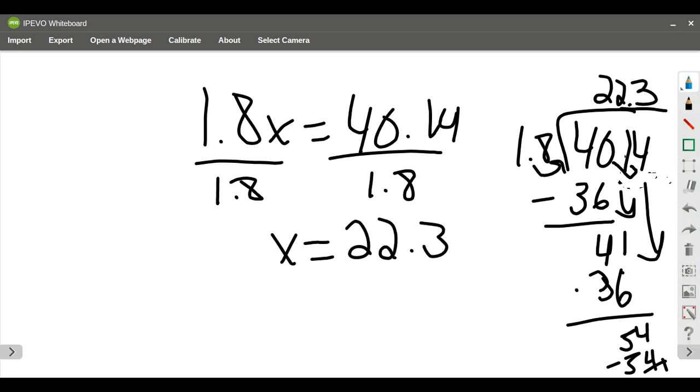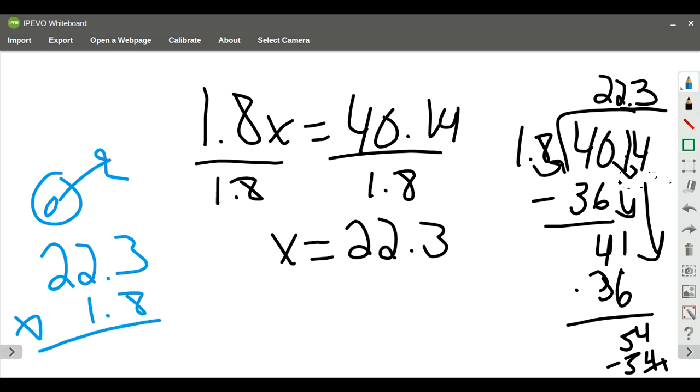I'm going to do my proof to check it. And I'm going to do 22.3 times 1 and 8/10. 3 times 8 is going to be 24. Regroup the 2. 8 times 2 is going to be 16. Plus 2 is going to be 18.